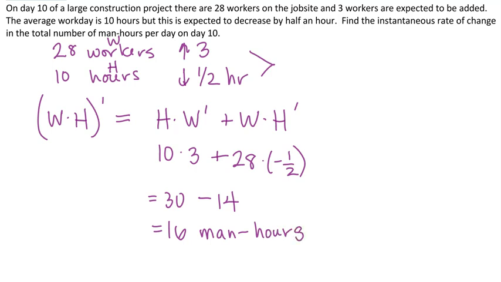Man hours. There we go. So these can be a little weird to think about, but again, the idea is you can't just multiply the two rates. You have to think about what the product rule tells you about how to figure out how fast a product is changing, which is the rate of change of one multiplied by the value of the other plus the flip-flop of that. All right, hopefully that makes sense.